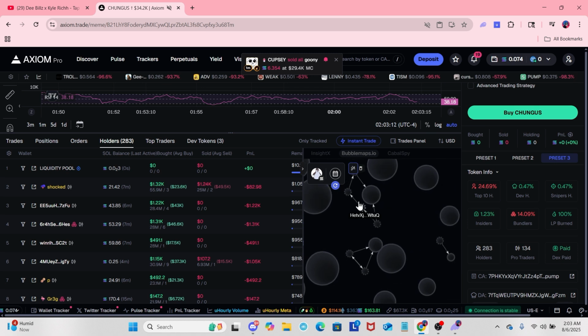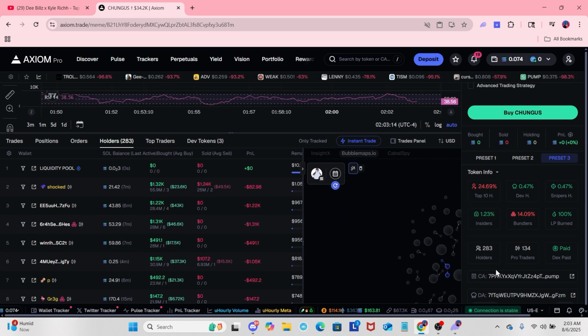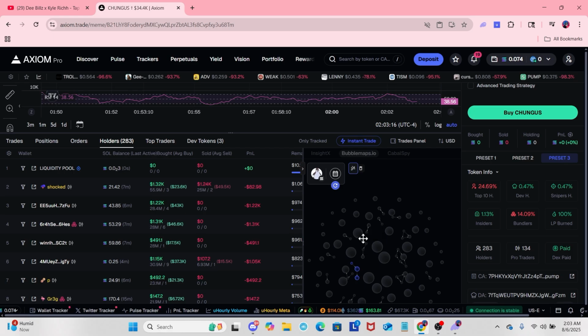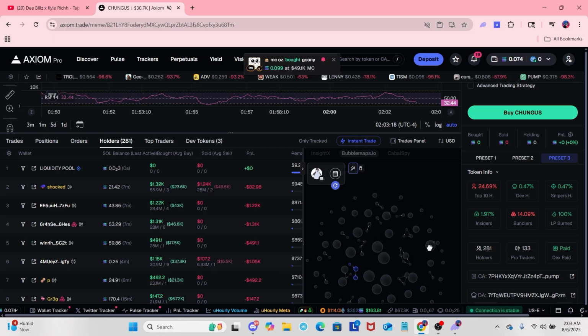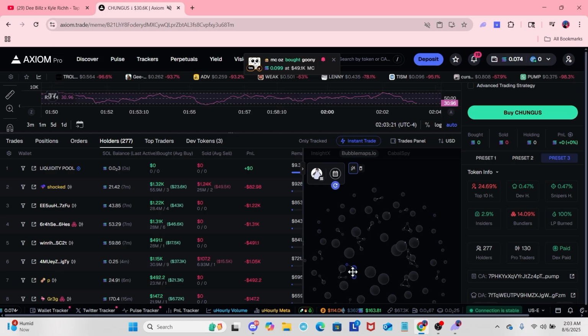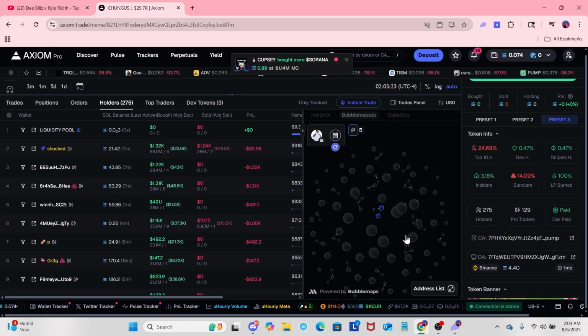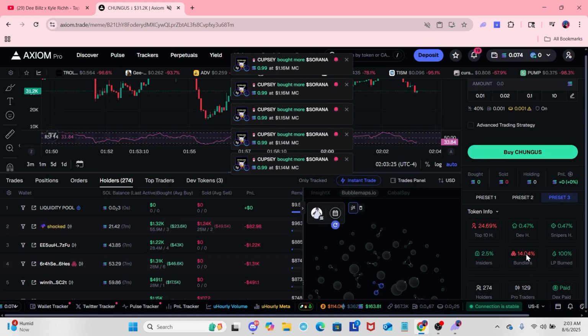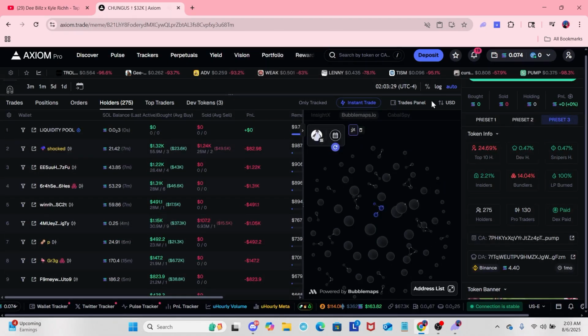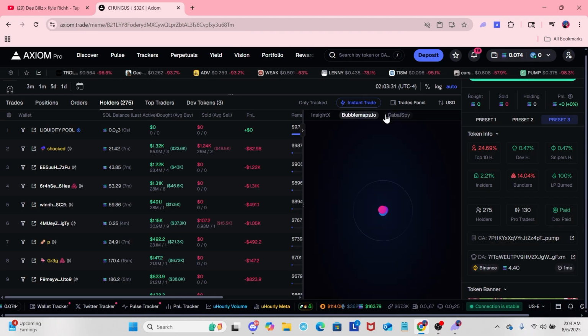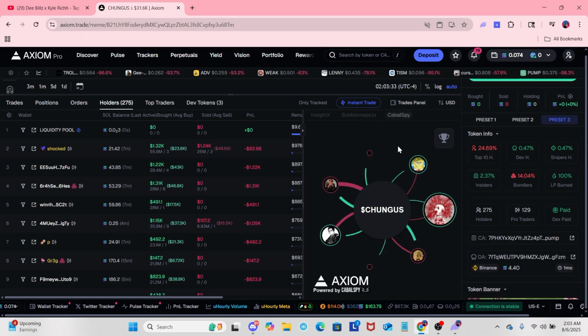These wallets are connected right here. These wallets are connected. These wallets are connected. So there's a decent amount of bundlers over here. That's what you gotta watch out for, and you really want to be able to see that off just the bundler statistics. You would have to click on it and go into the bubble map and really check. I don't know why it's how it works, but it's how it works.